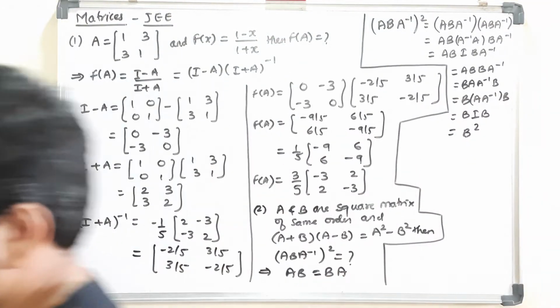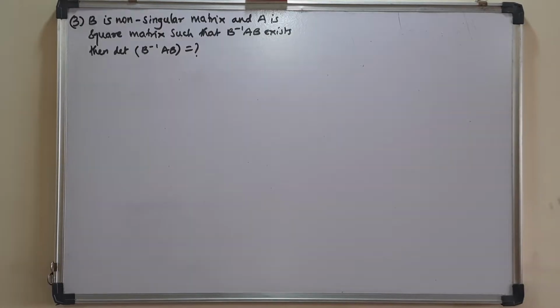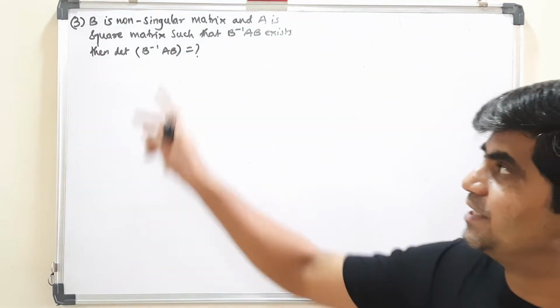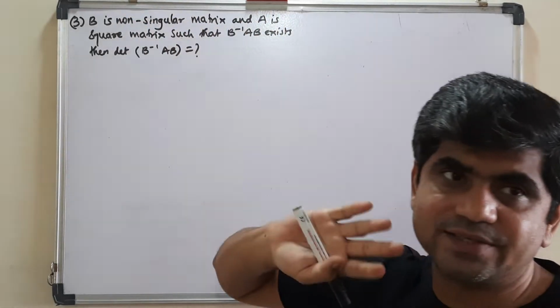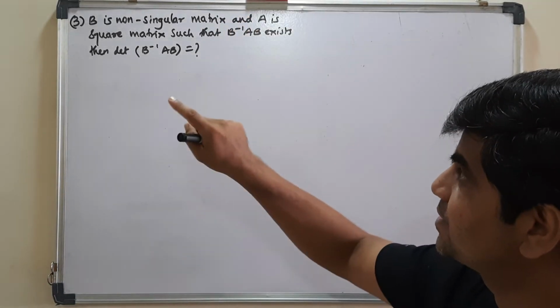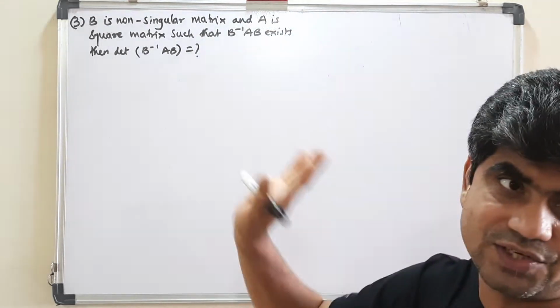So these are fundamental questions which are to be understood from the fact which has been mentioned over there, and then proceed. Now the question that I have written here is: B is a non-singular matrix. B is non-singular, that means obviously it is invertible, the inverse will exist. And A is a square matrix which obeys the condition that B inverse A into B exists.